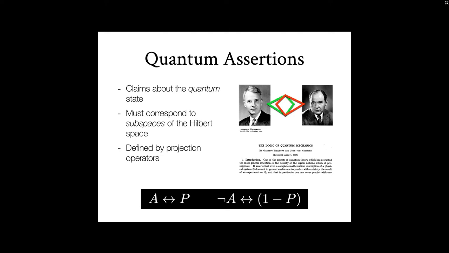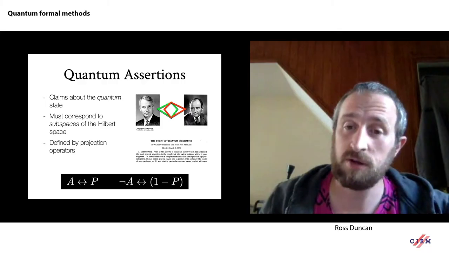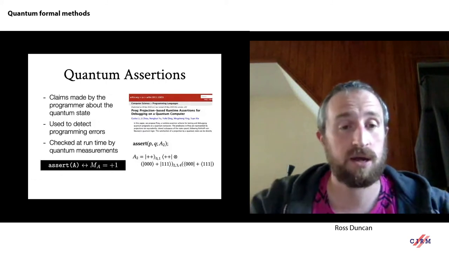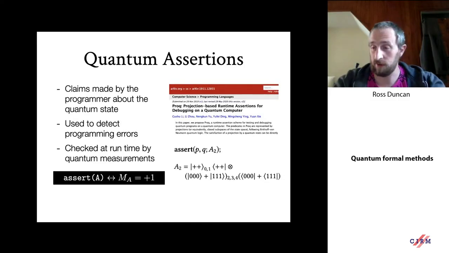So if we try to take this idea into quantum computing, it works pretty well. I can make a claim about the quantum state by saying, I believe that the state lies in this particular subspace. And I can check this at runtime. If the state does happen to lie in that subspace, it will be unmodified by this projected measurement. And if it does not, then the error will be detected and we can abort the program.